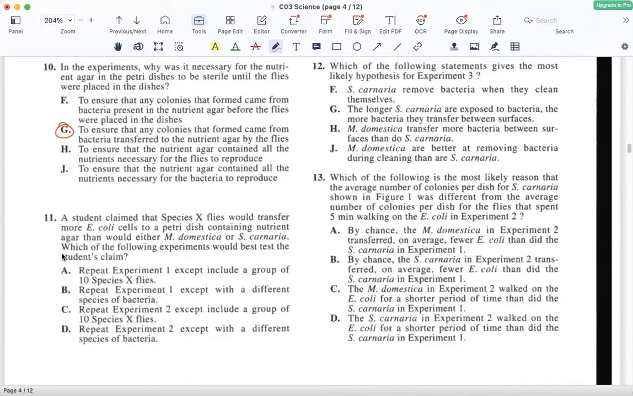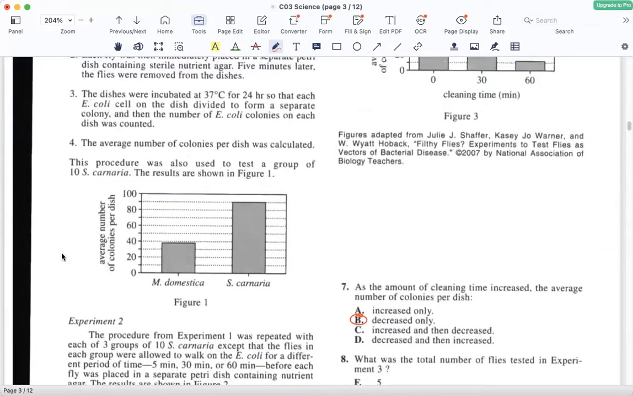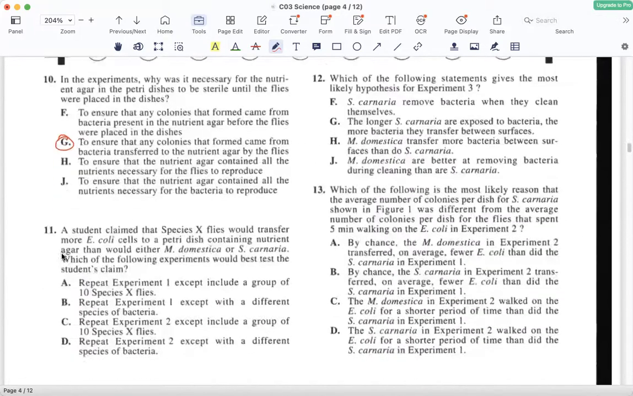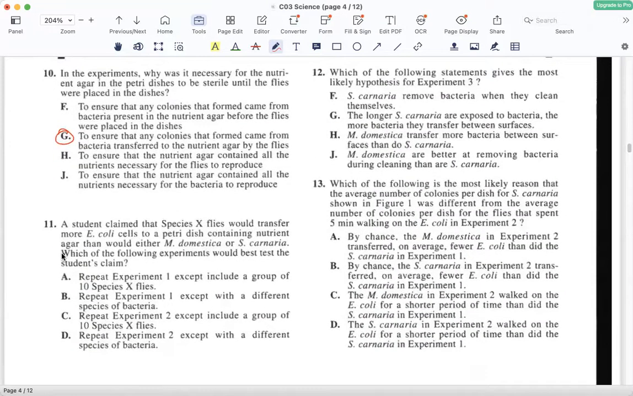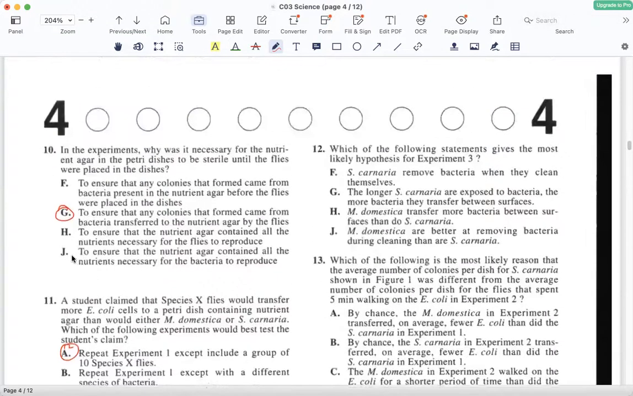A student claimed that species X flies would transfer more E. coli cells to a petri dish containing nutrient agar than would either M. domestica or S. carnaria. Which of the following experiments would best test the student's claim? So that will have to be 1, because in 1 we are comparing, right? So it would be repeat experiment 1 except include a group of 10 species X flies. So you would have to repeat it with species X flies.